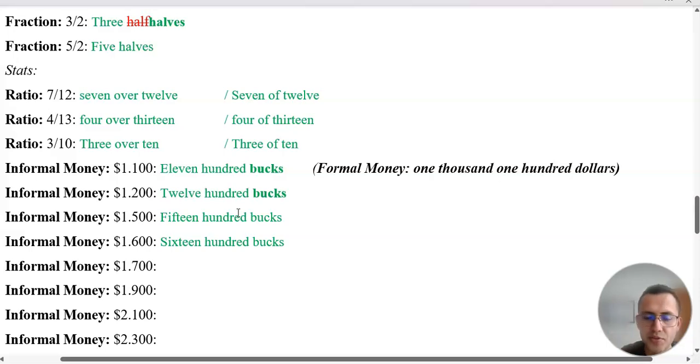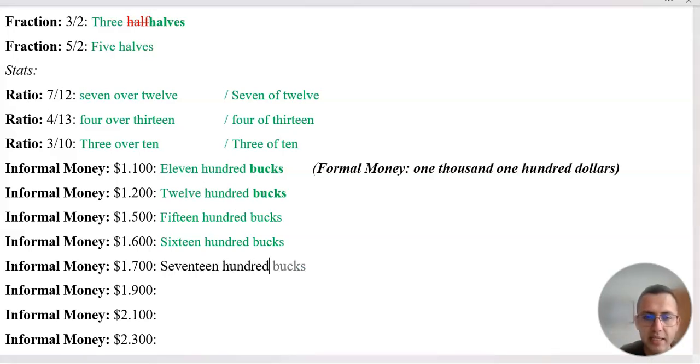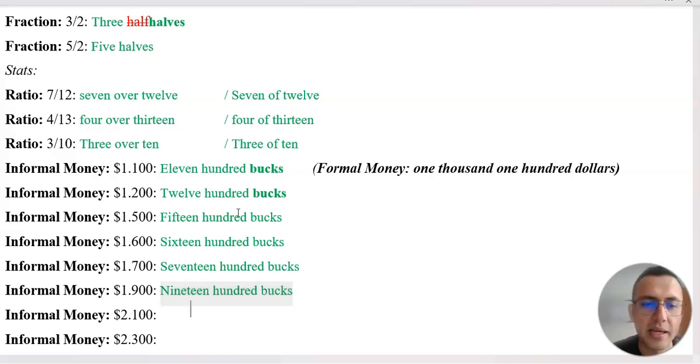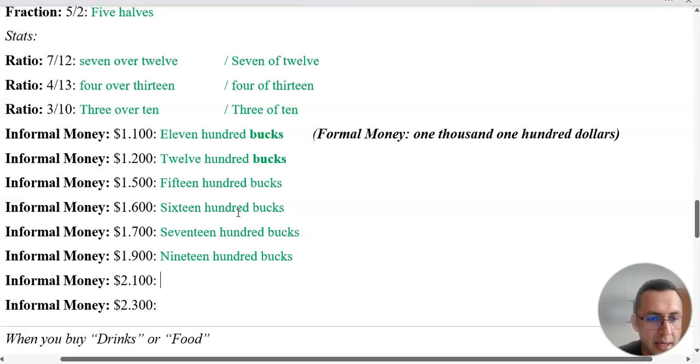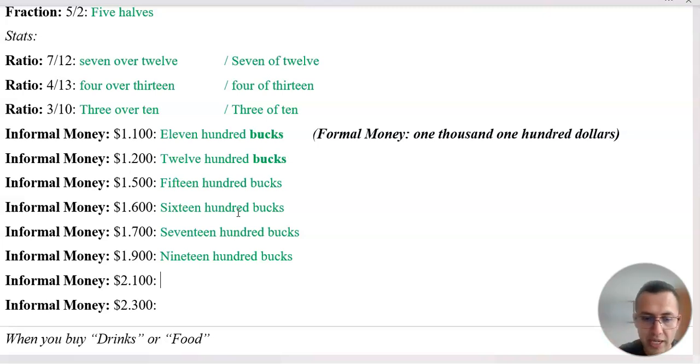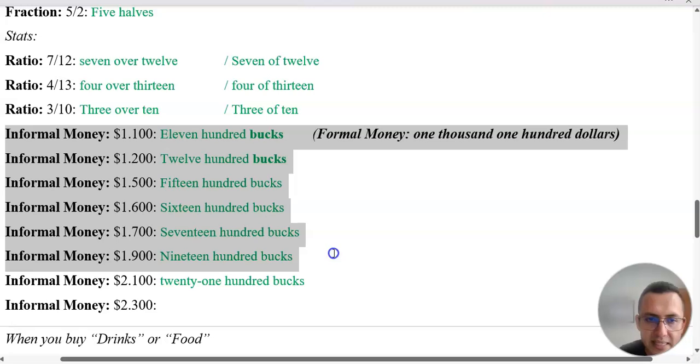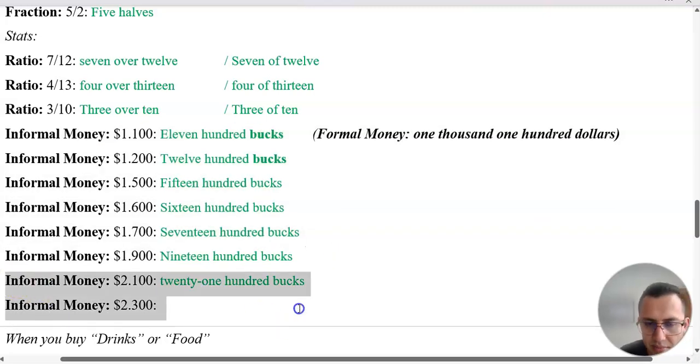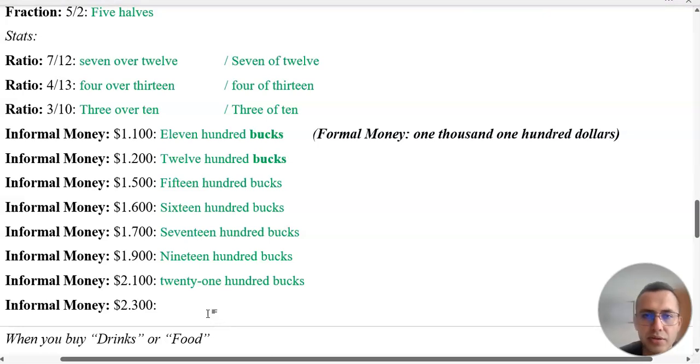$1,700. So we separate in groups of 2, 1700. So we say 1,700 bucks. And the final one in this category, $1,900, it would be 1,900 bucks. Okay. Now let's continue with these other two. $2,100, it would be 21 100. 2,100 bucks. It's more common to have this type of numbers in this category. It's not very common in this one, but it's the same methodology.